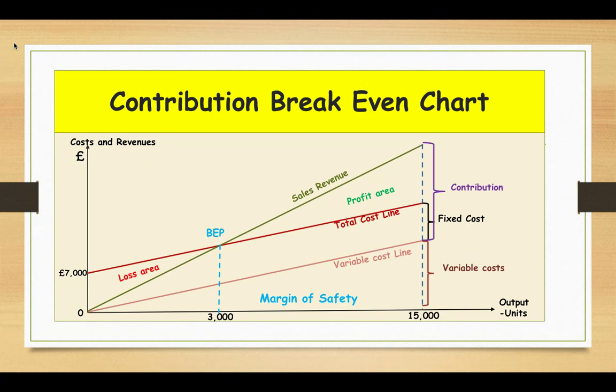We are going to see the contribution break-even chart. If you look at the y-axis, there is costs and revenues, and the x-axis is the number of units. We can see the loss area, profit area, total cost line, fixed cost. That is the difference between the variable cost line and the total cost. Here we can see the margin of safety. Also, we can see the contribution. So we know the contribution is sales take away the variable cost. So from the graph, you can see the contribution.